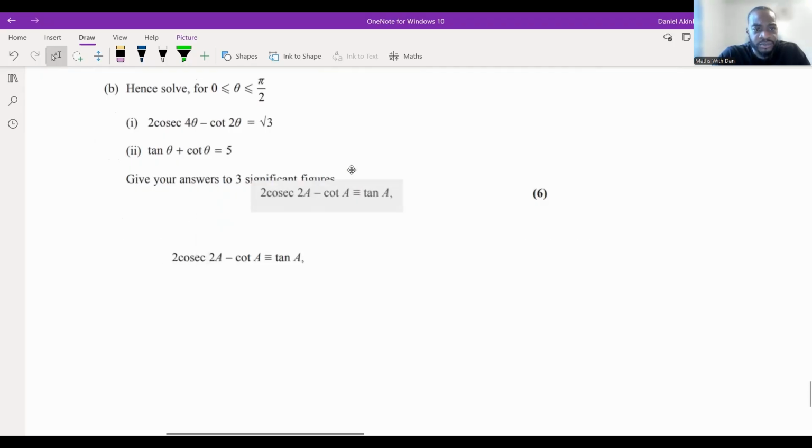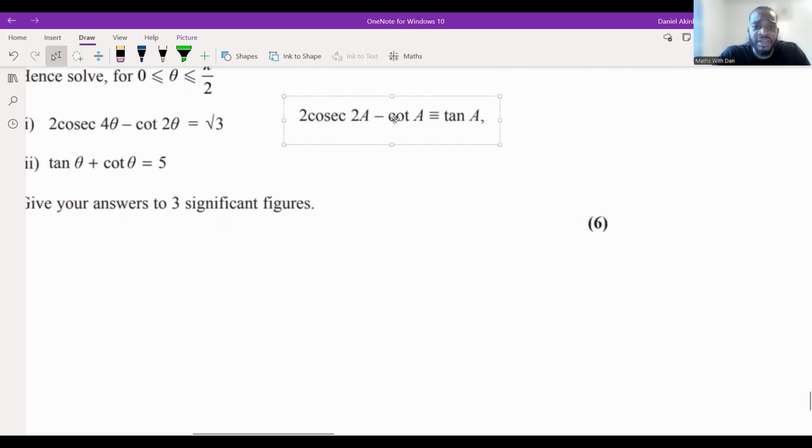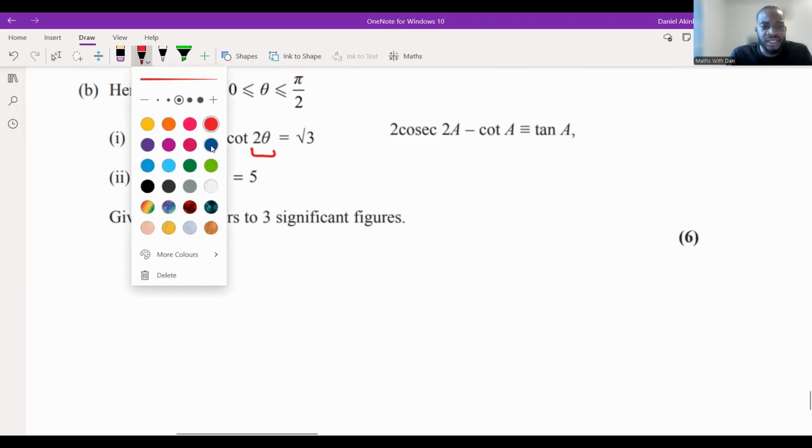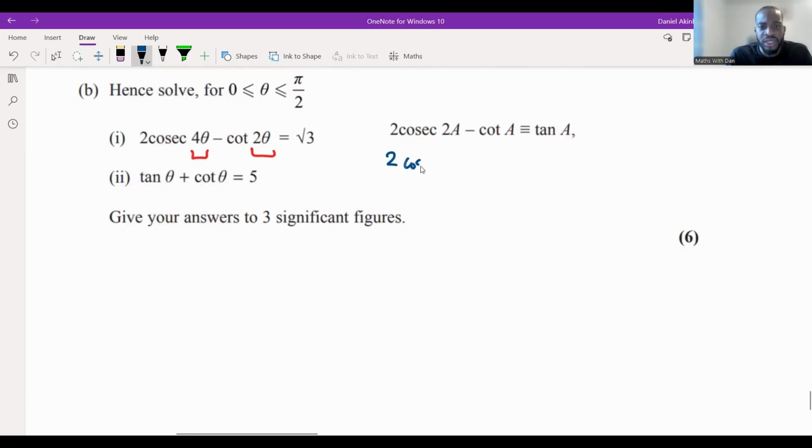What is the connection? They look very similar. Do you guys agree? The only problem for me is that, well, the angle's not A anymore, it's theta. But look at the multiples of angles. That's a 4 theta. That's a 2 theta. So if I use the identity, if I wrote 2 cosec of 4A minus cot of 2A, then that is going to be identical to what, guys? Exactly. Well done, Josh. It's going to be tan 2A.